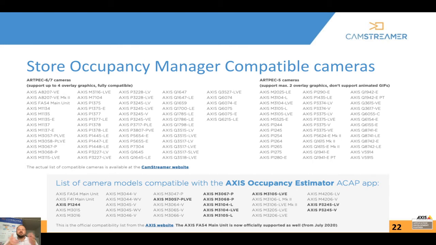The list of cameras supported by our app is pretty simple. Any ARTPEC 5, 6 and 7 camera is supported. However, on ARTPEC 6 and 7 you can have animations, up to 4 overlays, and stream to multiple platforms. With ARTPEC 5 you can't have animations and only maybe 2 overlays. On the bottom there is a list of AXIS Occupancy Estimator apps. Maybe you notice that some of them are listed in bold. It means these cameras can run both apps at once.